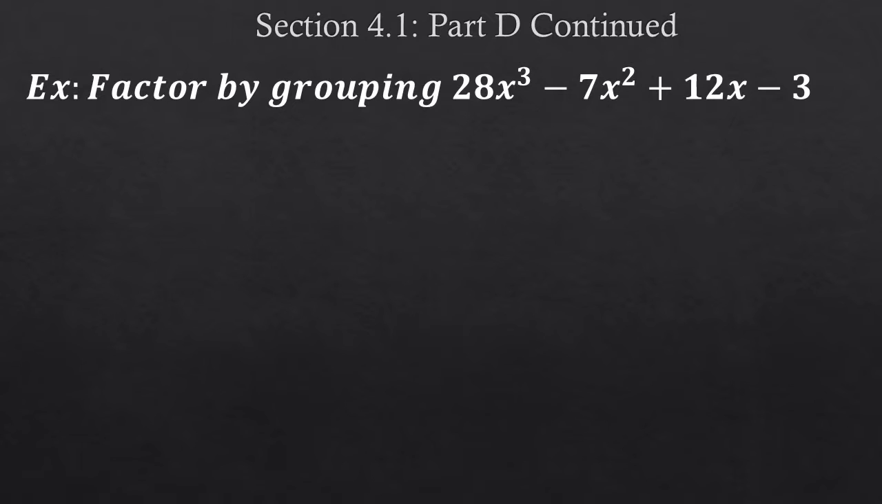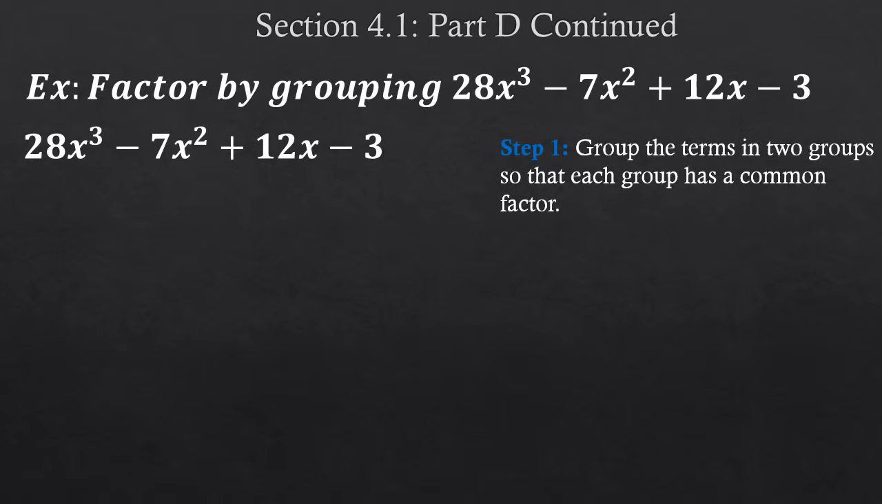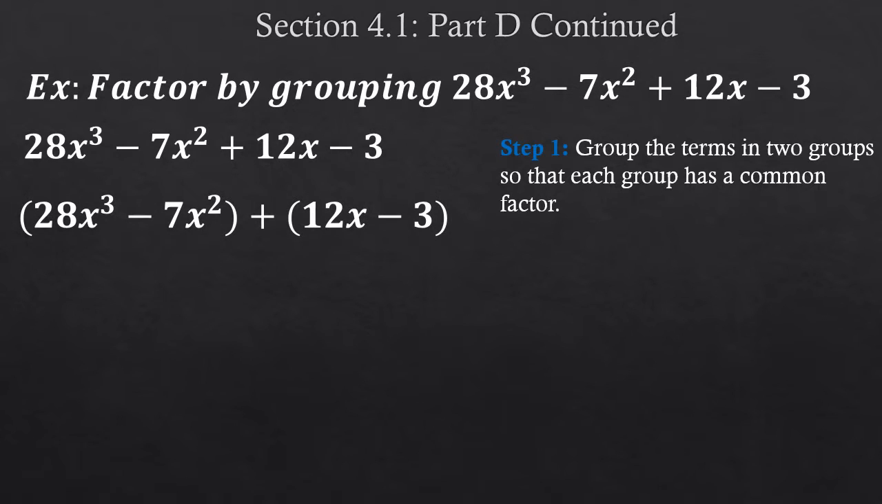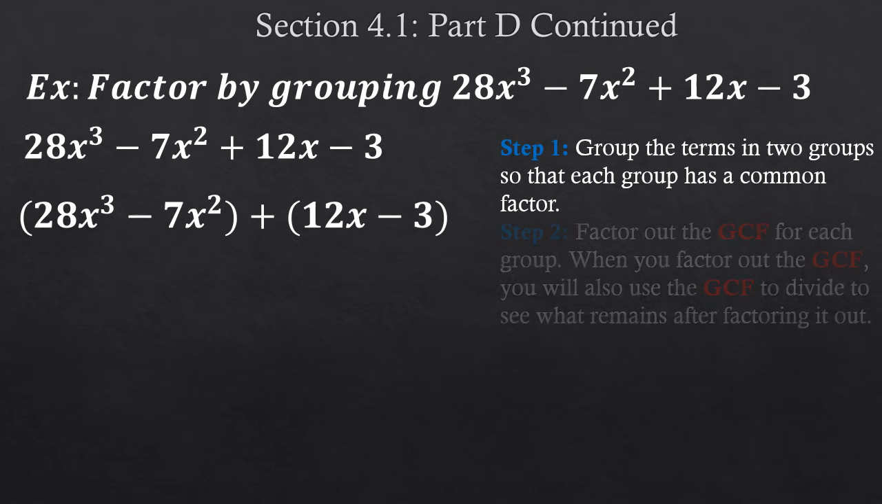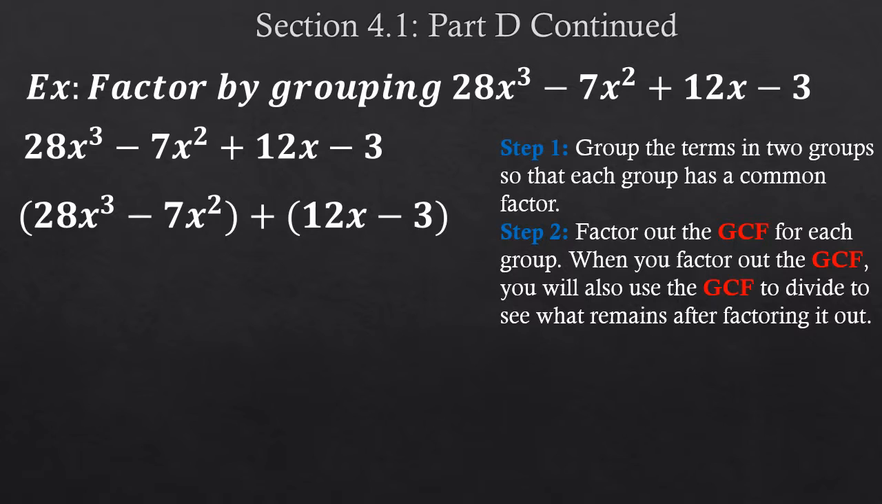First example, here you have 4 terms. 28x to the third, negative 7x squared, positive 12x, negative 3. Step 1 in the process says to group the terms together in pairs of 2. So the first 2 are grouped together, the last 2 are grouped together. Please keep in mind that the sign that's directly in the middle is going to be left on the outside of the parenthesis. Step 2, factor out the GCF of each section.